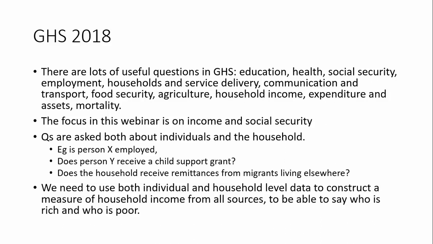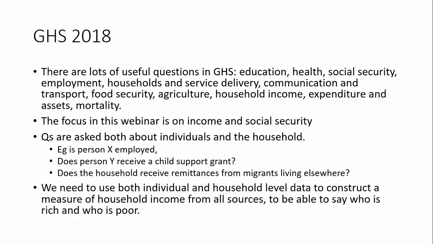Okay, and in this webinar, we're going to focus on income and social security, employment a little bit, and where people receive their income from. But as you can see, there's lots of other areas in which the GHS is useful. So, questions are asked both to individuals in the household and the household itself. And usually that means that for the household questions, one person in the household would answer the questions. But for individual level questions, all individuals in the household answer them.